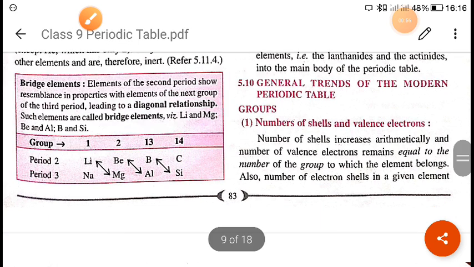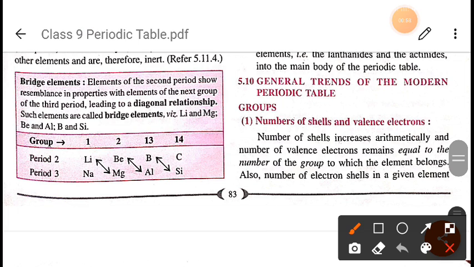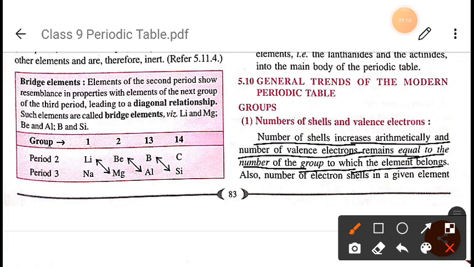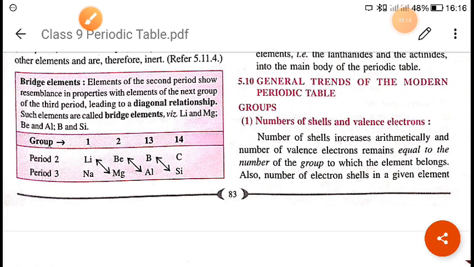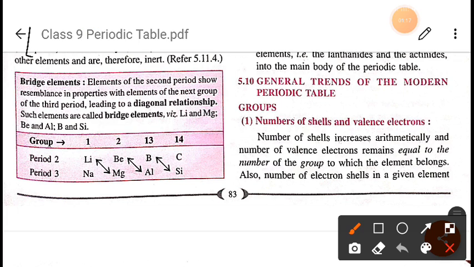So when we talk about valence electrons, the number of shells increases automatically going down a group, and the number of valence electrons remains equal to the number of the group to which the element belongs. Okay, what does this mean? Suppose you take the example of lithium, sodium, and potassium.